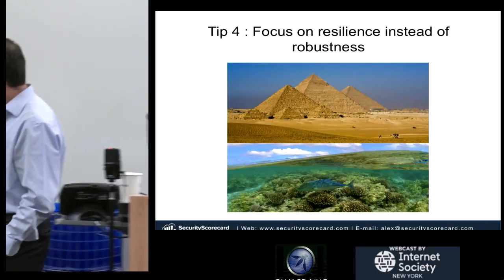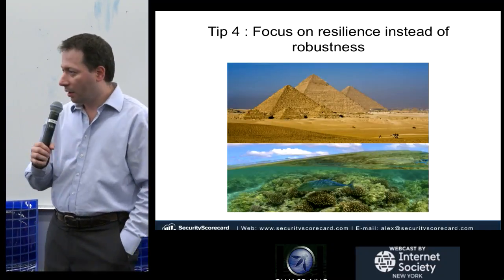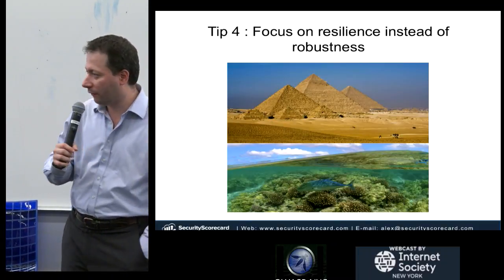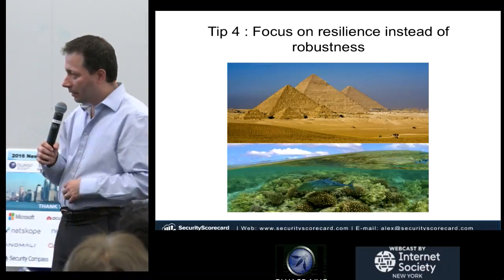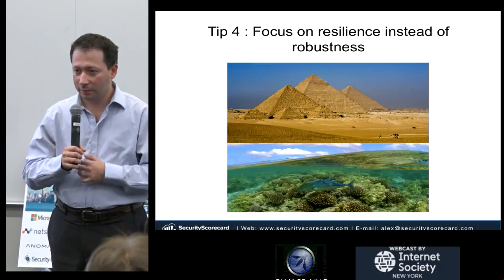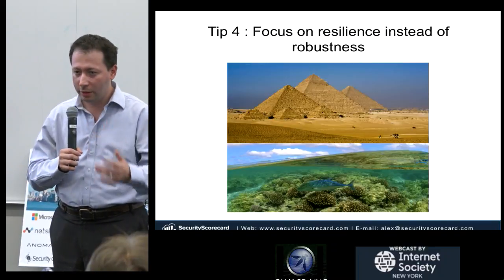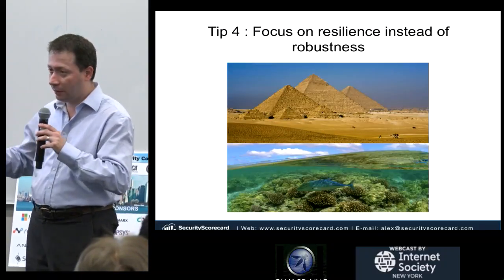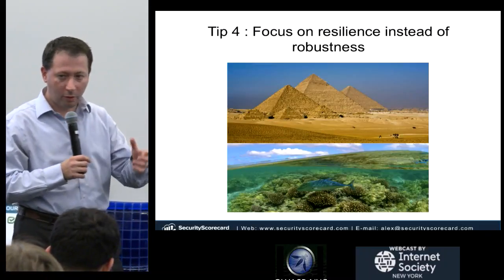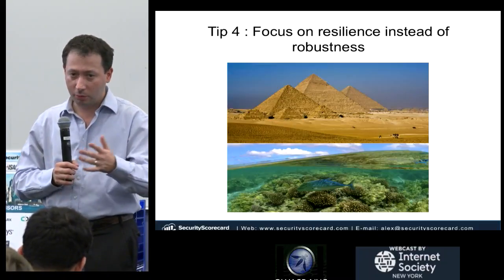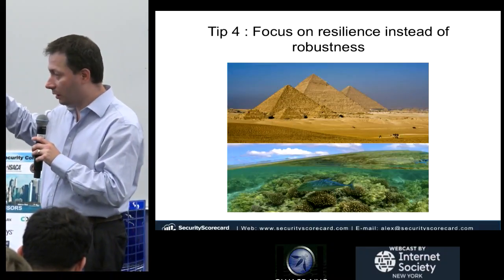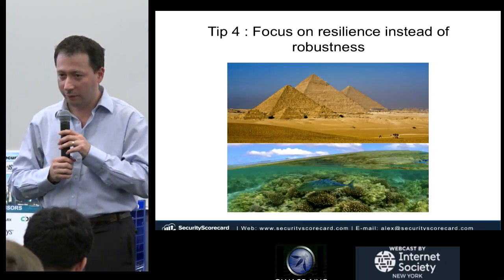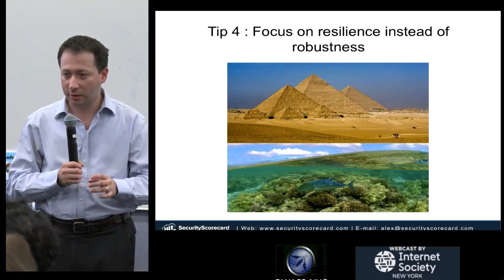So robustness instead of resilience. On the top you have Egyptian pyramids, on the bottom you have a coral reef. Robustness is, Egyptian pyramids are robust. They stood the test of time, they stood through many years, bad weather, good weather, so they're very robust. They're still standing, they did not fall away. At the same time, if you blow up a bomb inside the Egyptian pyramids, they're gonna fall apart. The coral reef is not robust, right? But the coral reef is very resilient. If you chop away part of a coral reef, it's gonna regenerate itself, but it's not as robust as a pyramid.